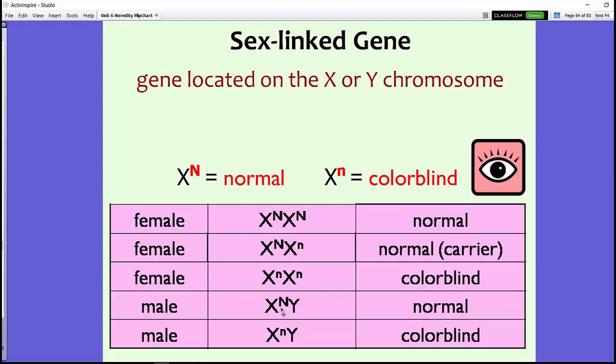Now, a male, however, only has one X chromosome, so they only have a 50-50 shot at being normal or being colorblind. So if it's carried on the X and they have the big N, that means they're normal. They are actually okay. They can see color just fine. But if they're carrying that lowercase n on their X chromosome, that means they might be colorblind. So males for sex-linked genes tend to express some of these a lot more because they only have a 50-50 shot. They only have that one X.